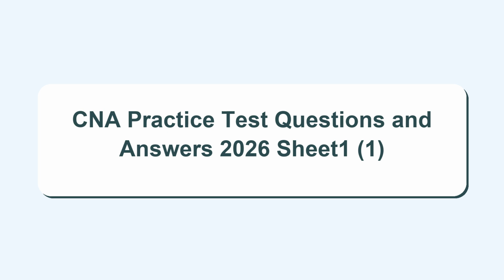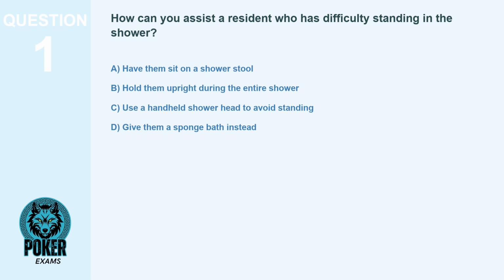CNA Practice Test Questions and Answers 2026 Sheet 1. Question 1. How can you assist a resident who has difficulty standing in the shower? Have them sit on a shower stool. Hold them upright during the entire shower. Use a handheld shower head to avoid standing. Give them a sponge bath instead.